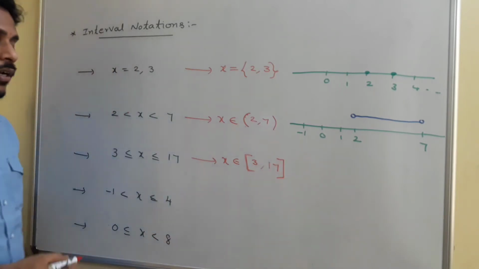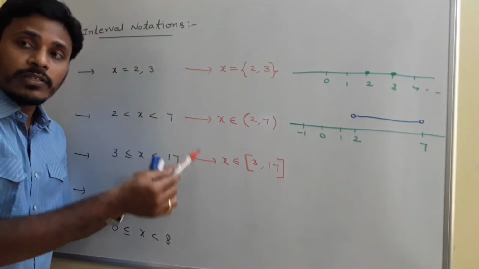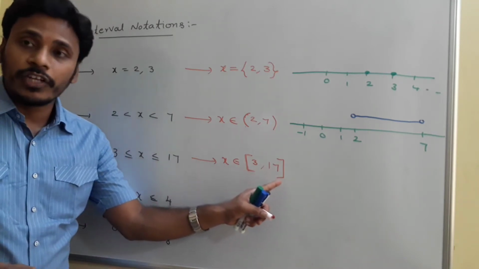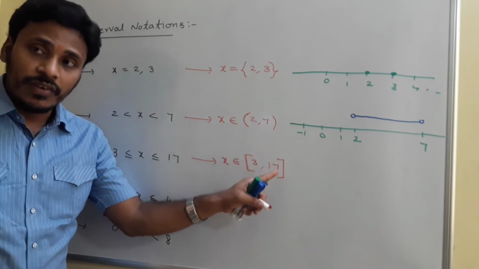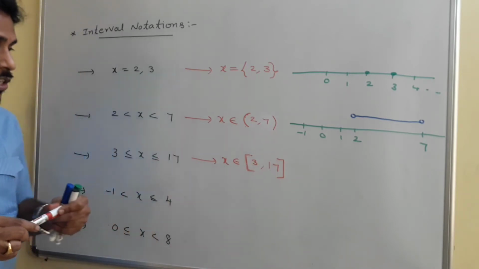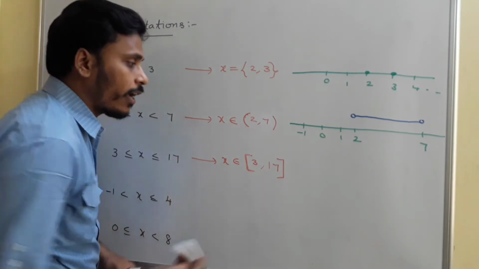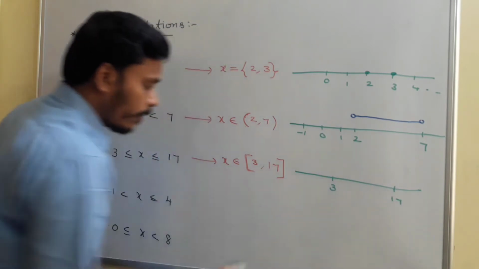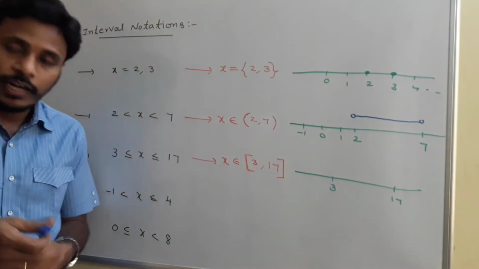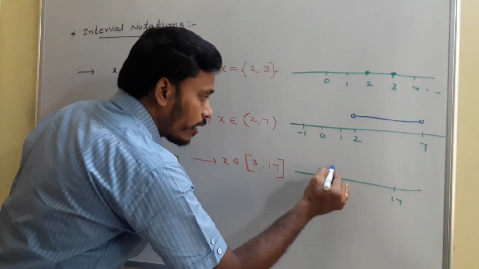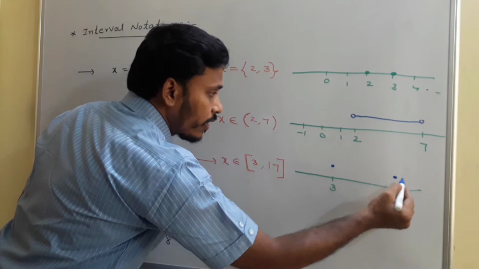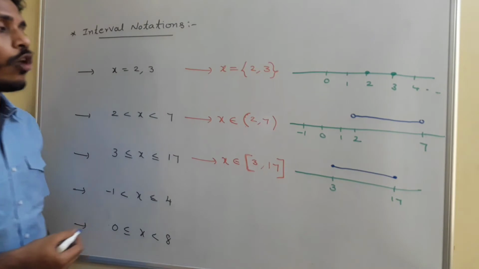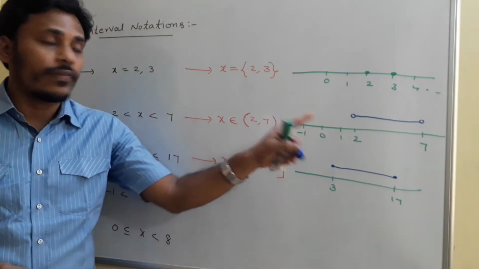Just think about it. These open brackets are meant for those numbers that are not included, but every number between those given numbers is included. Here, closed bracket 3 to 17 means 3 is included, 17 is included, and every number between 3 and 17 is also included. To represent it on the number line, we will have different numbers. Somewhere you have 3, somewhere you have 17. Since 3 and 17 are included, you need to take a dark circle, not an open circle, a closed circle at 3 and 17, and you join those two. This open circle, if you join, indicates the open brackets, and 2 and 7 are not included.